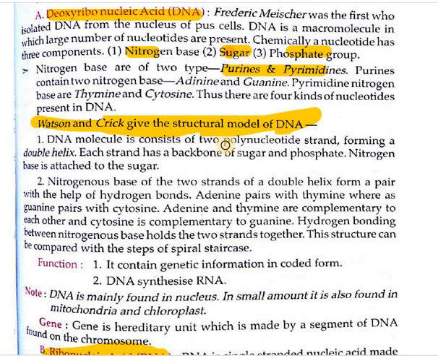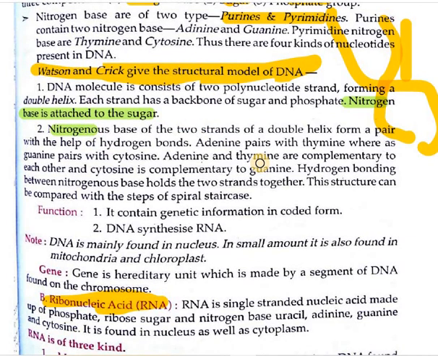A DNA molecule consists of two polynucleotide strands forming a double helix. I hope people have seen this kind of a structure. Each strand has a backbone of sugar and phosphate. The nitrogen base is attached to the sugar. The nitrogenous bases of the two strands of the double helix form pairs with the help of hydrogen bonds.